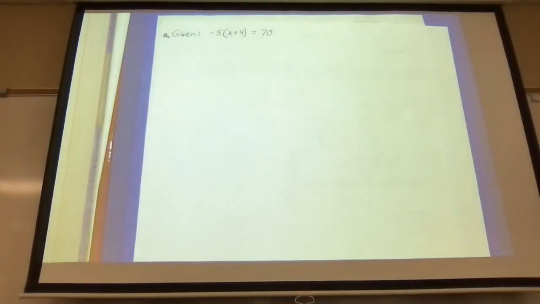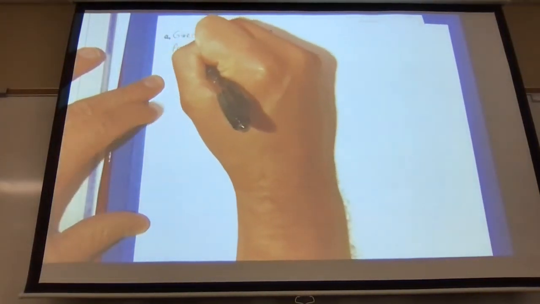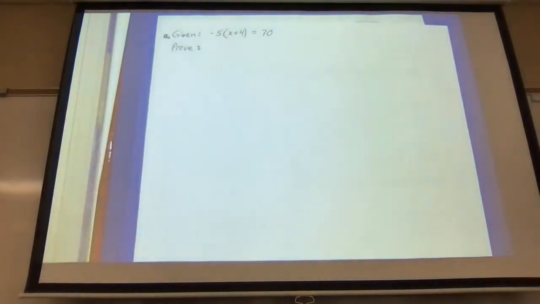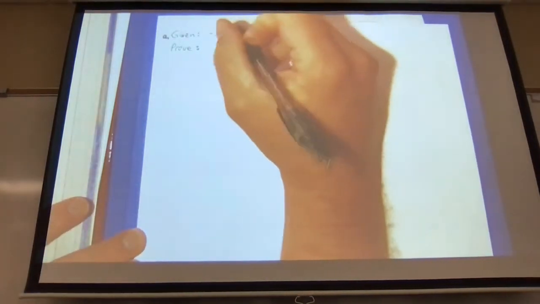The given is where your proof is going to start. We're going to start with that equation right there. Then they're also going to give you a proof statement. The proof statement is where your proof is going to finish. We're going to prove on this equation here that x equals -18.